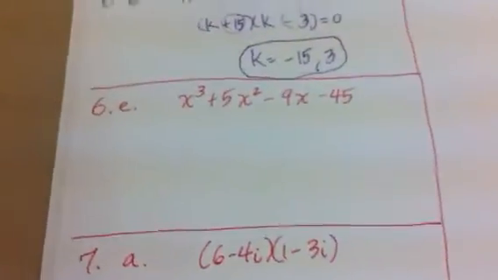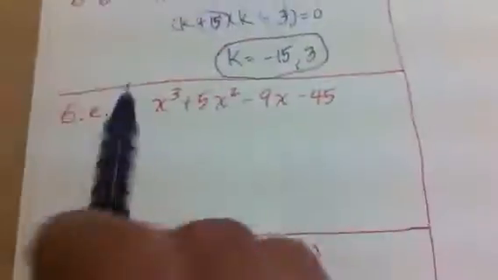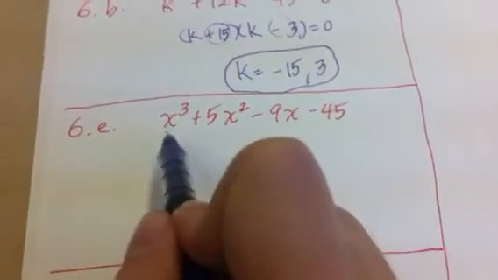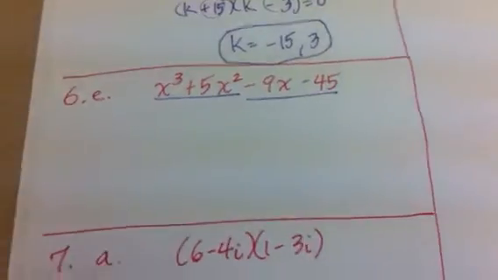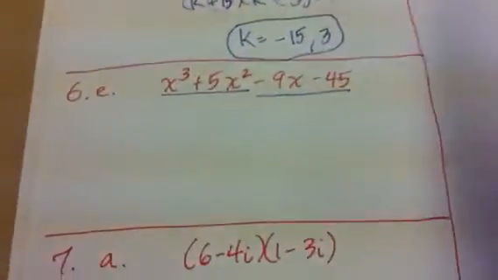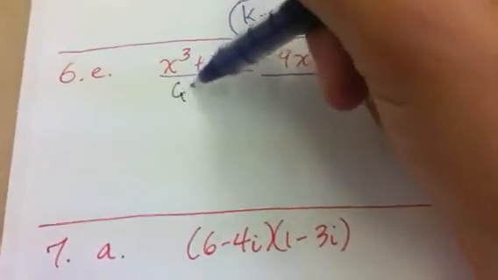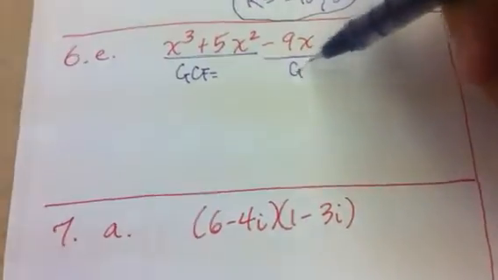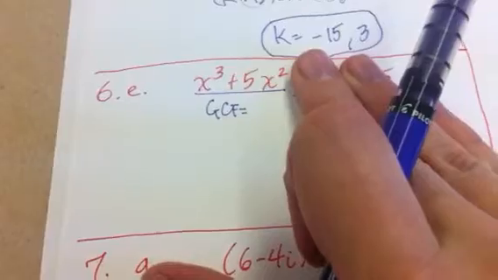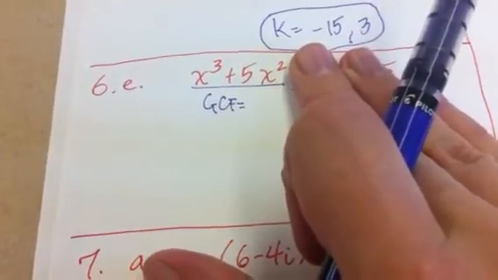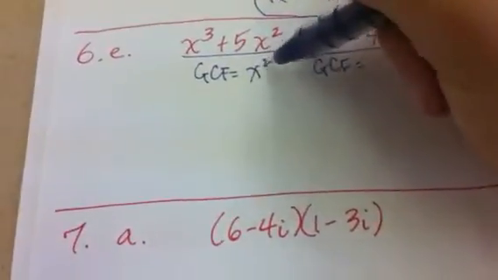For 6e, this is called factor by grouping. So anytime you have four terms, you're going to group. So I have group 1, and then I have group 2. So I'm going to factor out. I want to find the GCF. So the GCF, I'm just looking at the first two. The GCF of those two terms is going to be x squared.